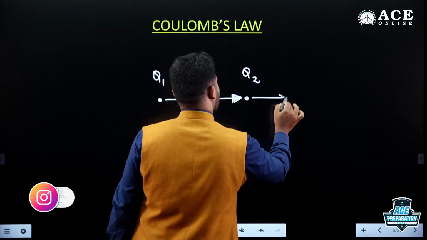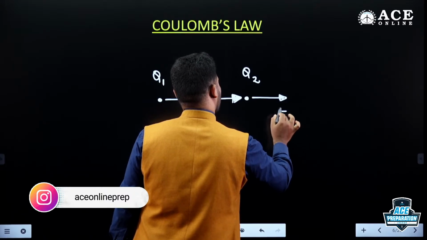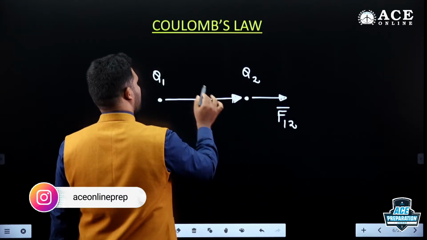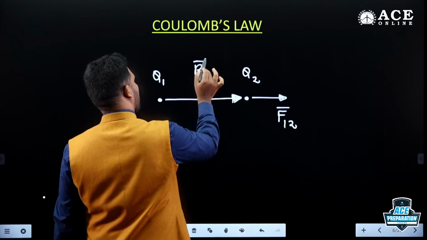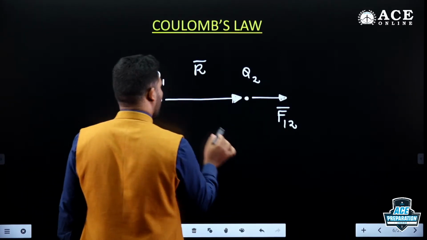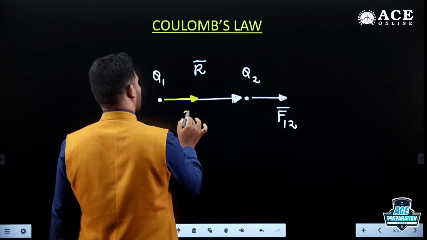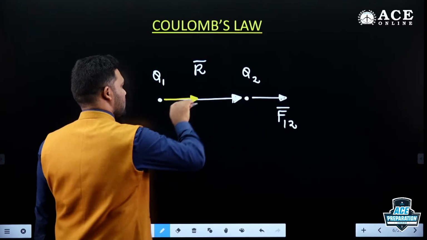This is a force direction. Here it is F12, it is a vector quantity. The distance between these two things is the r. And the unit vector is going to indicate the direction, only direction.